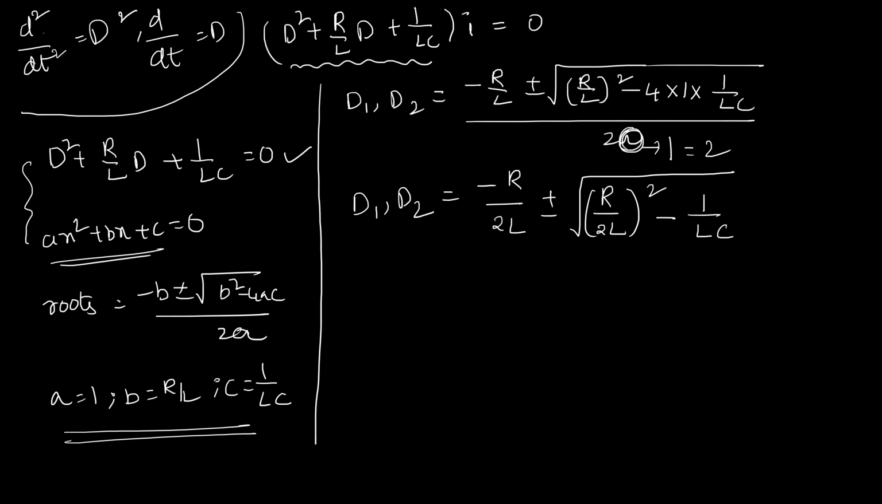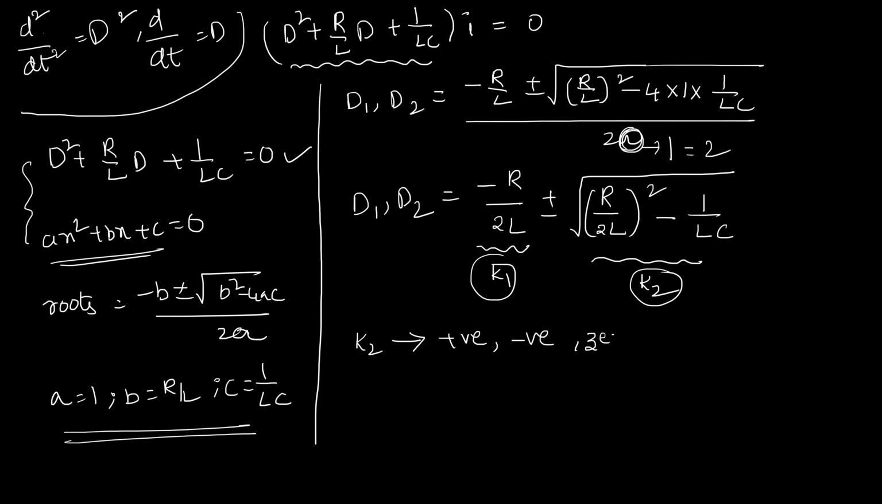Here let us assume this part as K1 and this part as K2. It is very clear that K1 is a negative value. What about K2? K2 is a root value. We have the possibilities: K2 can be a positive value, K2 can be a negative value, or it can be 0. So you have three different cases. Depending on the K2 value, your complementary function is going to vary. Let us see all the three cases.